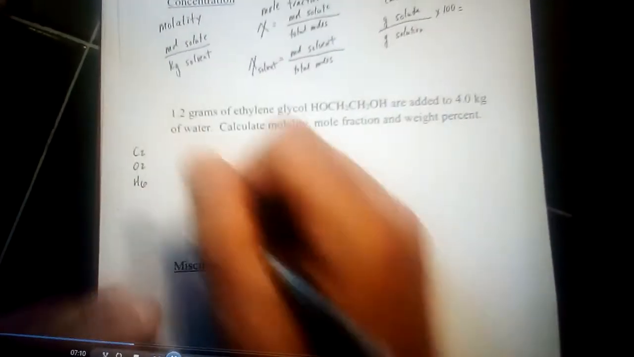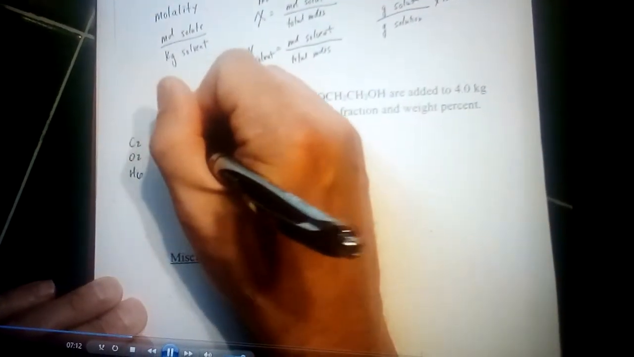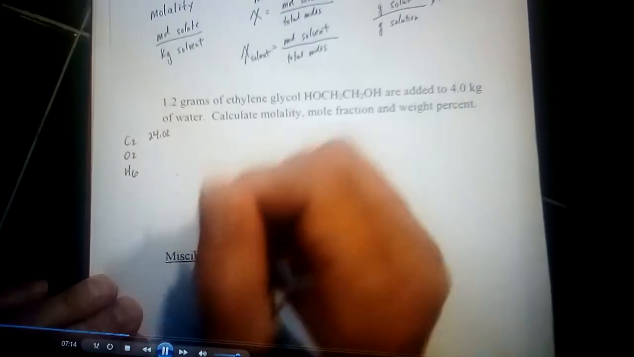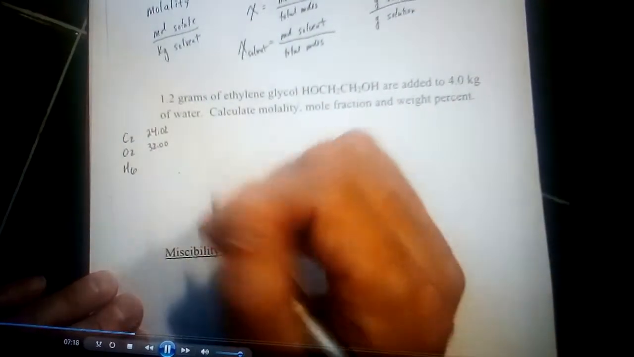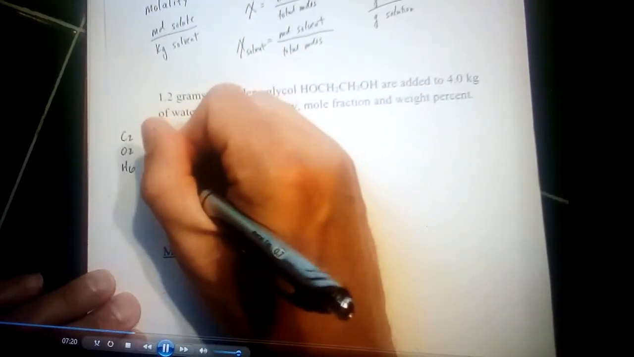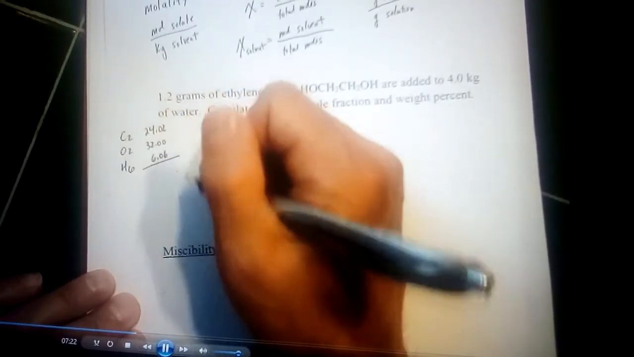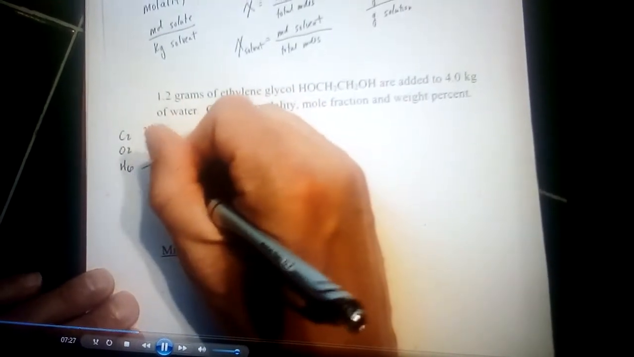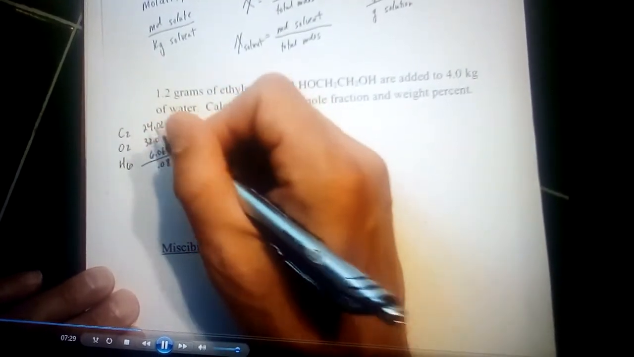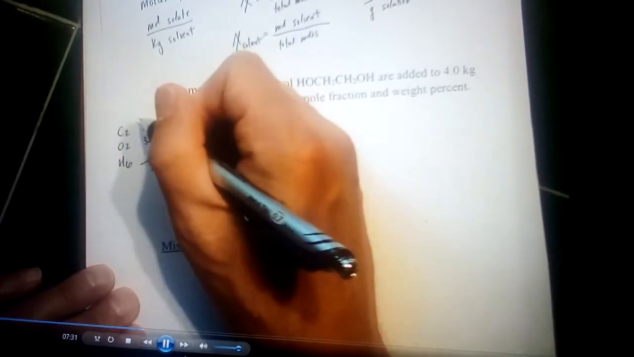Now, carbon's 12.01, so 2 carbons would be 24.02. Oxygen is 16, so 2 oxygens would be 32. And hydrogen is 1.01, so 6 hydrogens would be 6.06. So if we add all that together, that would be 62.08 grams per mole for ethylene glycol.